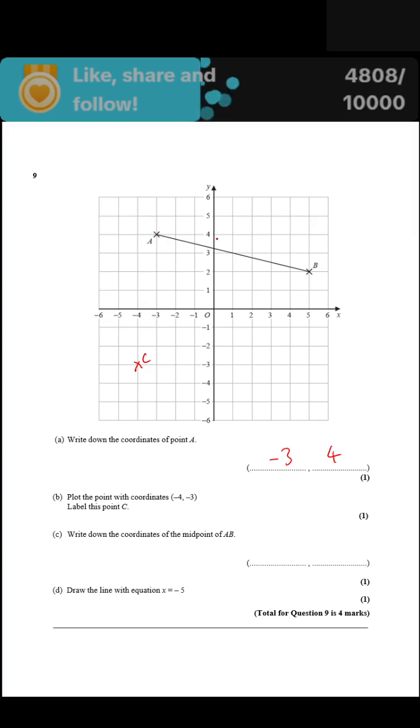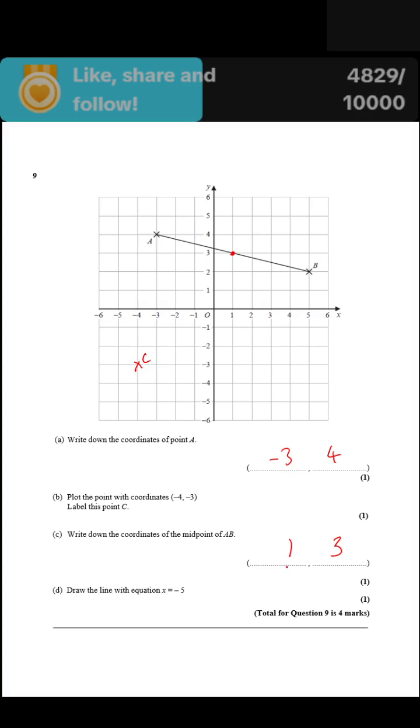So from -3 to 5 is 8 across. From 4 to 2 is 2 down. So we halve those values, so we go 4 across, we go 1 down, and that gives you the midpoint. Some of you will just look at it and know where the midpoint is. So again, it's about putting the coordinates in the correct order. So it's the x-axis first, so the 1, and then the y-axis second, so 3. So we have (1, 3) as our answer.